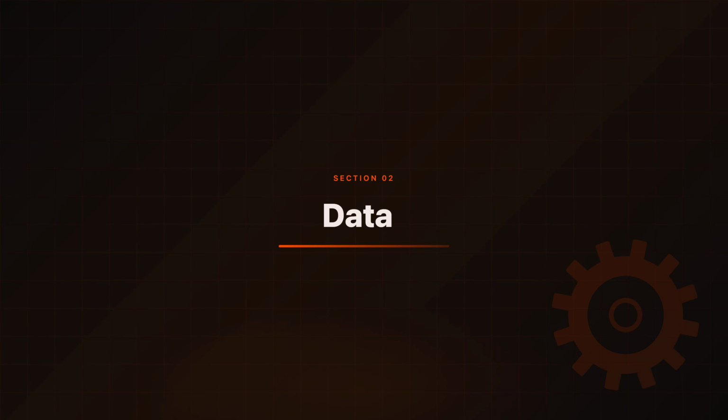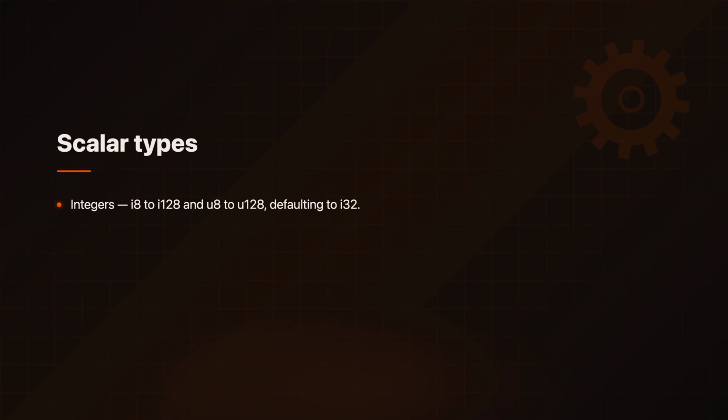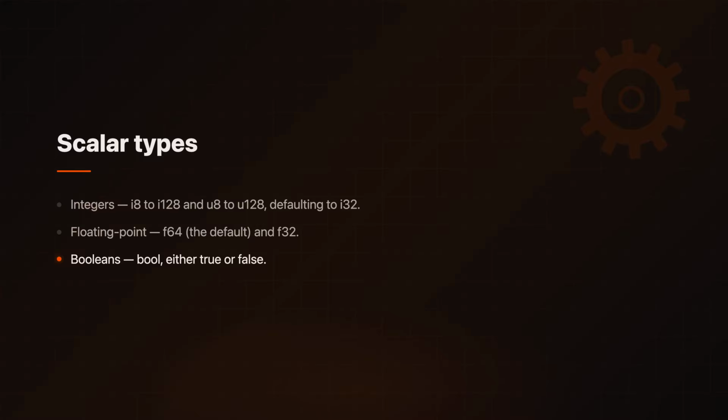Data types. Rust is statically typed. Every value has a type known at compile time. Types come in two families, scalar and compound. Scalar types. Integers, like i32 and u64, defaulting to i32. Floating point numbers, f64 and f32. Booleans, true or false, and characters, each a 4-byte Unicode value.